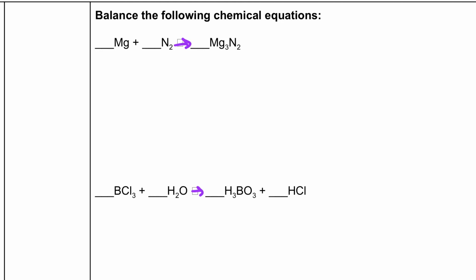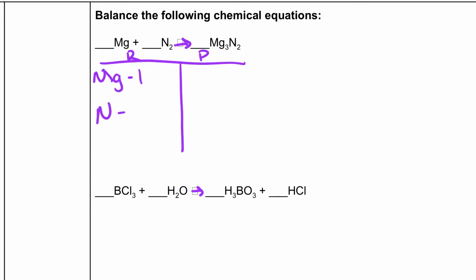In the remaining questions, it says balance the following equations. So I'm going to make my table, and I'm going to write my reactants and my products, and I have Mg and N. On my reactant side, there's 1 magnesium and 2 nitrogens. And on my product side, I have 3 magnesiums and 2 nitrogens. So my nitrogens seem to be balanced, but my magnesiums are not. So I am going to put a 3 here, and now my magnesiums are balanced.